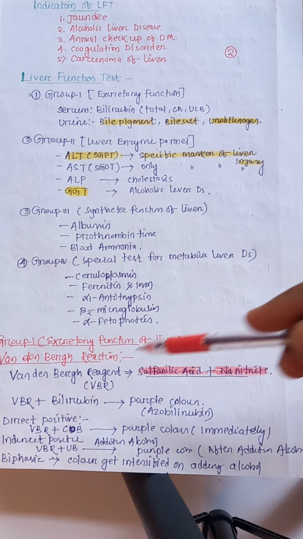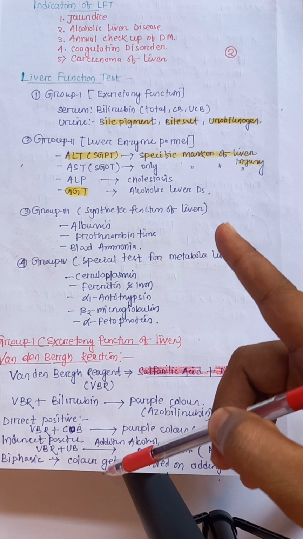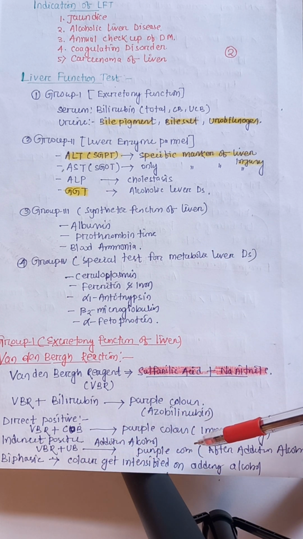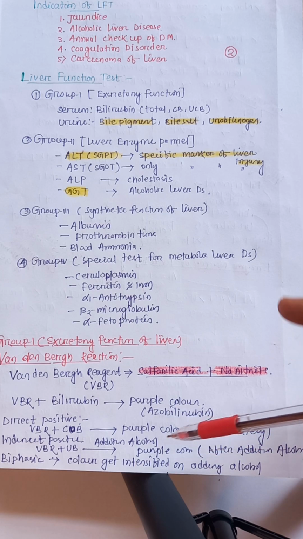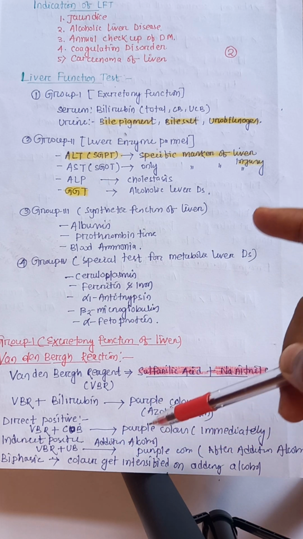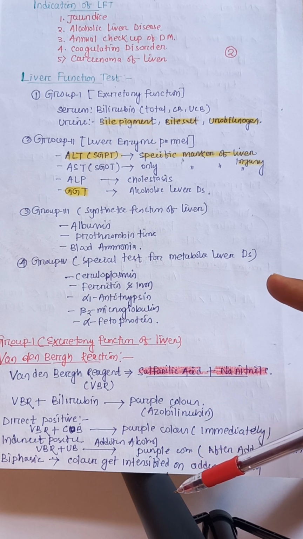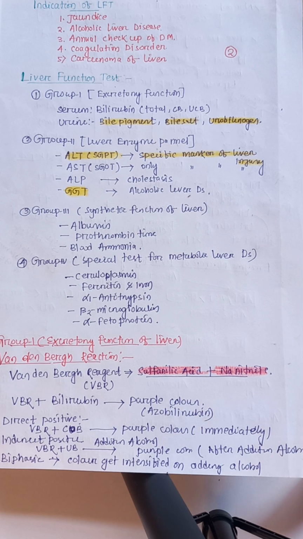Azobilirubin is formed, and this is of three types: direct positive, indirect positive, and biphasic. Direct positive means an immediate response, immediate color is produced, whereas indirect positive means that if we add alcohol then the color comes, and that is called indirect positive. Whereas biphasic means the intensity of the color is less, but if we add alcohol then the intensity increases, that is called a biphasic response.